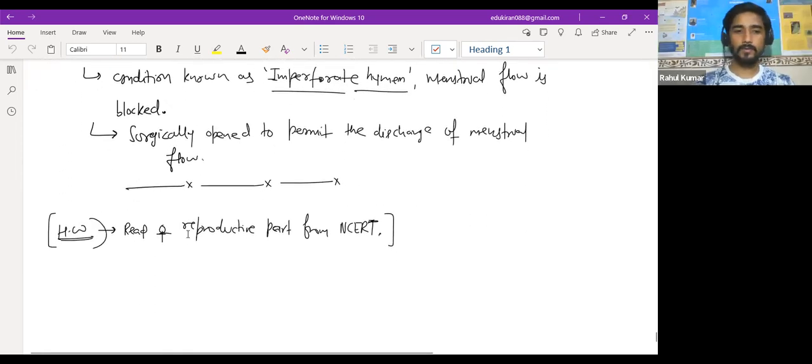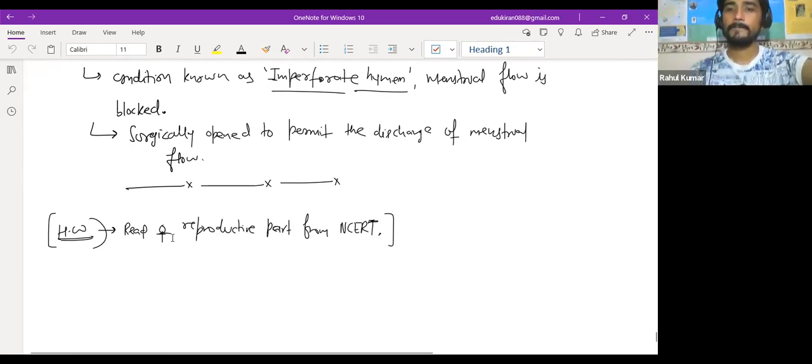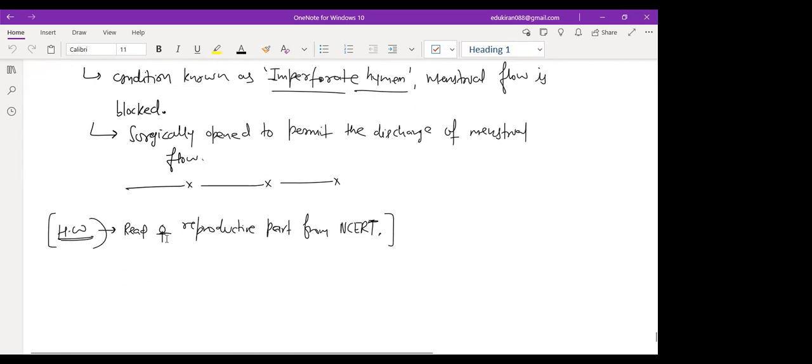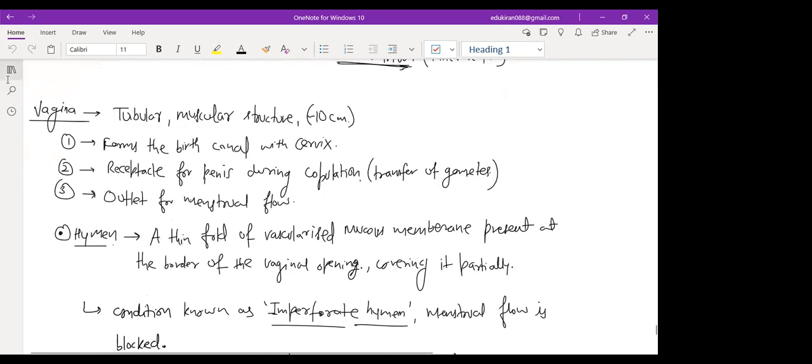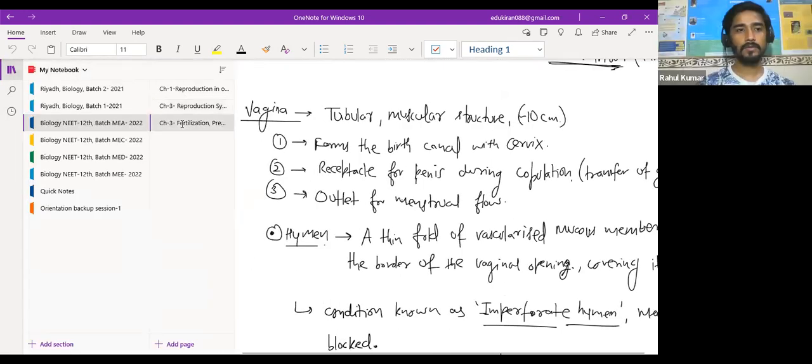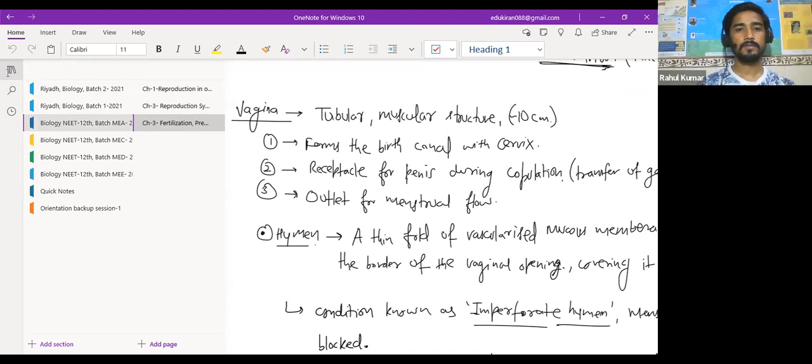Then I asked you to go and revise the whole female reproductive part from NCERT. Did you do that, all of you? Yes. And no doubts. So let me begin with this part in today's class.